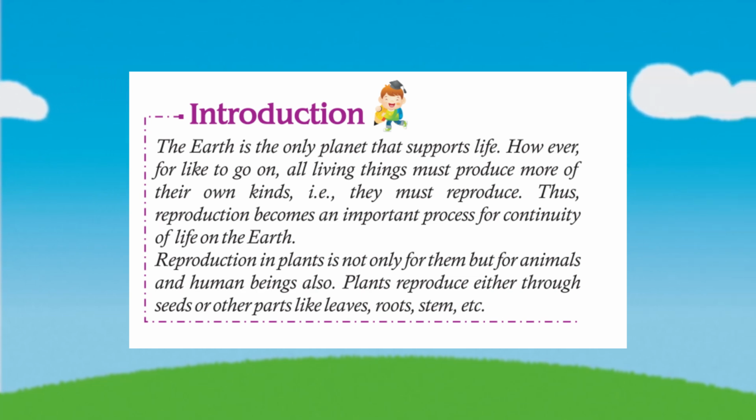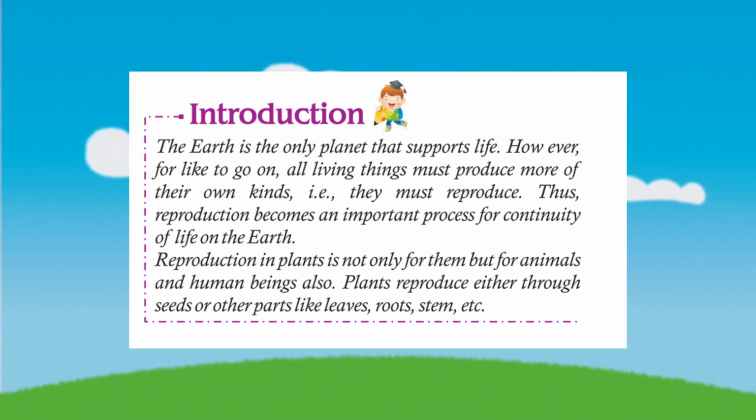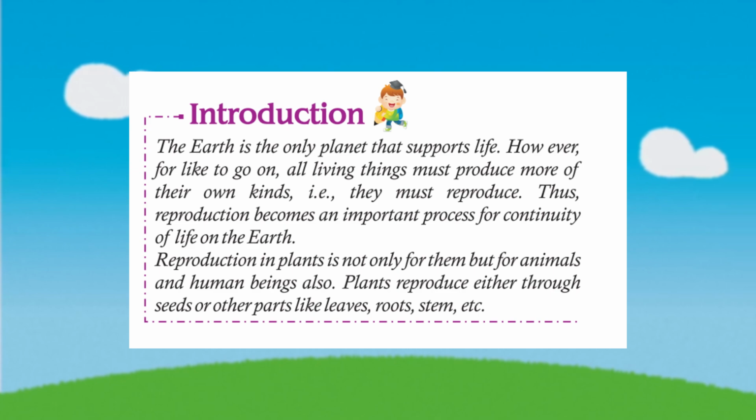However, for life to go on, all living things must produce more of their own kinds, i.e., they must reproduce. Thus, reproduction becomes an important process for continuity of life on the Earth. Reproduction in plants is not only for them but for animals and human beings also. Plants reproduce either through seeds or other parts like leaves, roots, stem, etc.